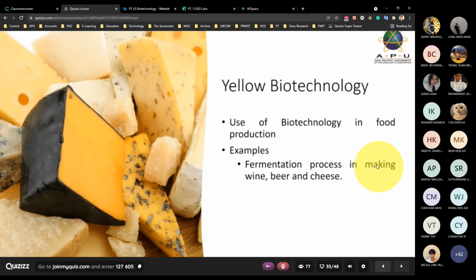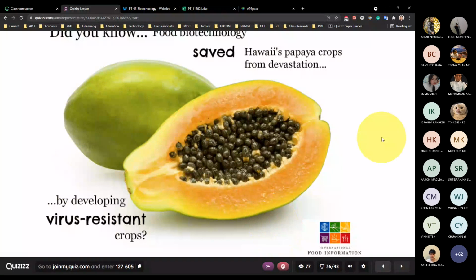All right, the next one is a bit more straightforward. I don't think I need to talk much about it. It is everything and anything to do with biotech and food production. The ones that are more popular that we know of are of course cheese, beer, wine, anything alcoholic, and yogurt, and so on. So this will fall under biotech. I will always say this is another one that is easier for you to remember because cheese is yellow, so it's easier to relate to.